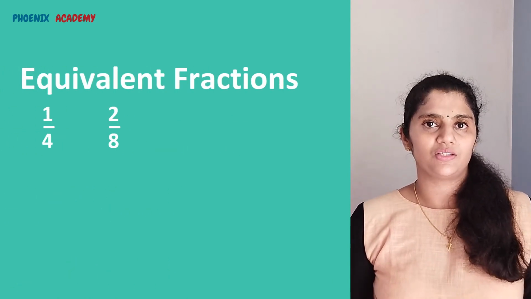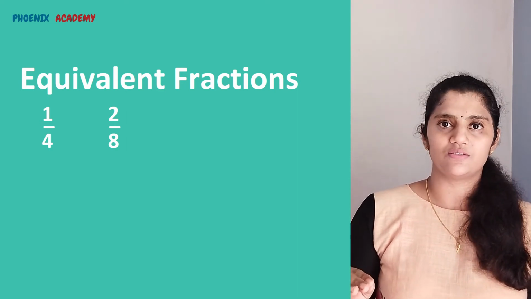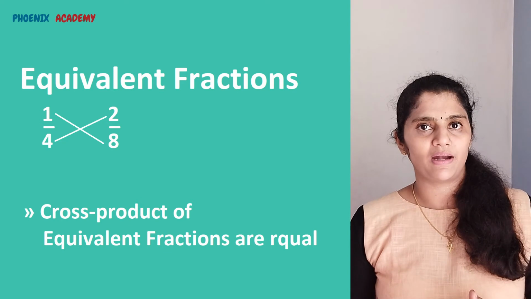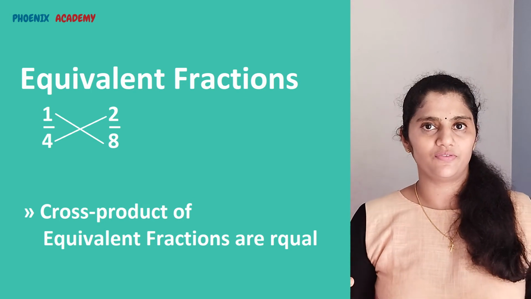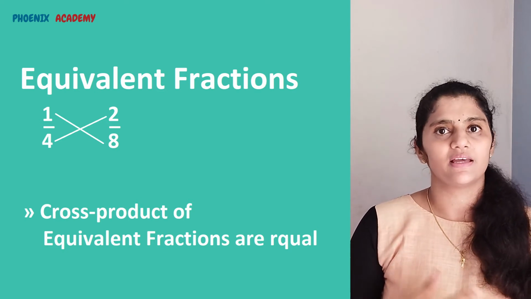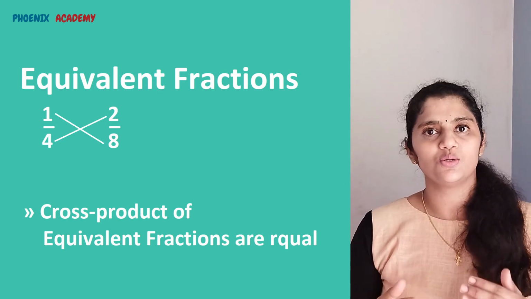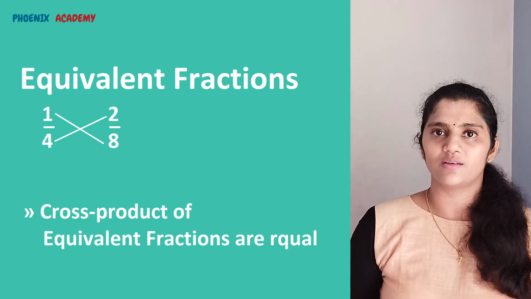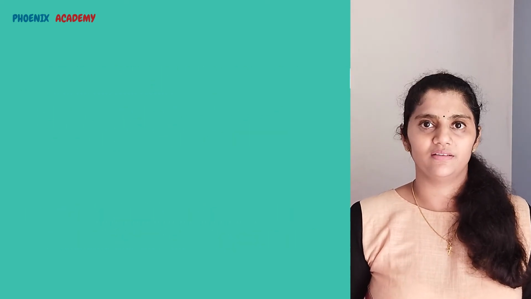Let's see these equivalent fractions 1 by 4 and 2 by 8. Let's multiply the numerator of the first fraction by denominator of the second fraction. We will get 8. And let's multiply the numerator of the second fraction by denominator of the first fraction. We will get 8. What do you observe here? If two fractions are equivalent, their cross products are equal. The numerator of the first into denominator of second is equal to denominator of first into numerator of second. The method used here is called the cross multiplication method.